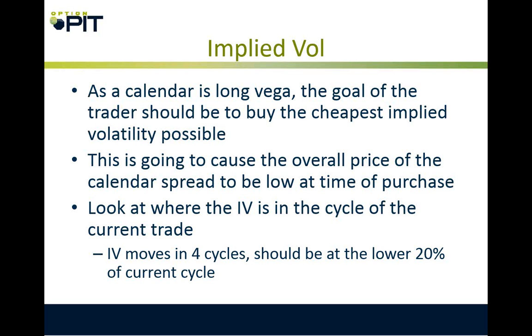All right. And IV kind of moves in 4 cycles typically. You want to trade in kind of the lower 20% of the current cycle. So where we are right now, the VIX is around 14. We're at the bottom end of the current cycle. All right. So overall implied volatility is low from where we've been trading.